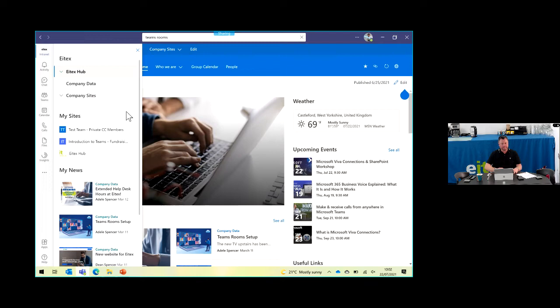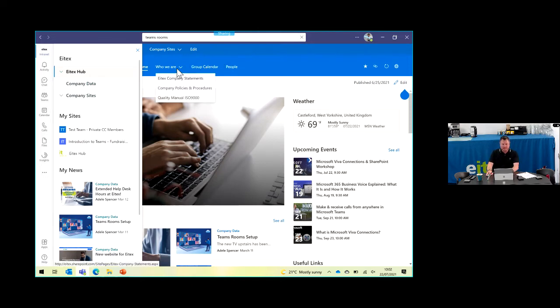But for the people that are already using SharePoint, if you favorite a SharePoint site, so that's one that you use. So you might use a sales SharePoint site, it might be HR, it might be training, whatever SharePoint sites are meaningful to you as an individual. If you like and follow those SharePoint sites, then those will be visible here.